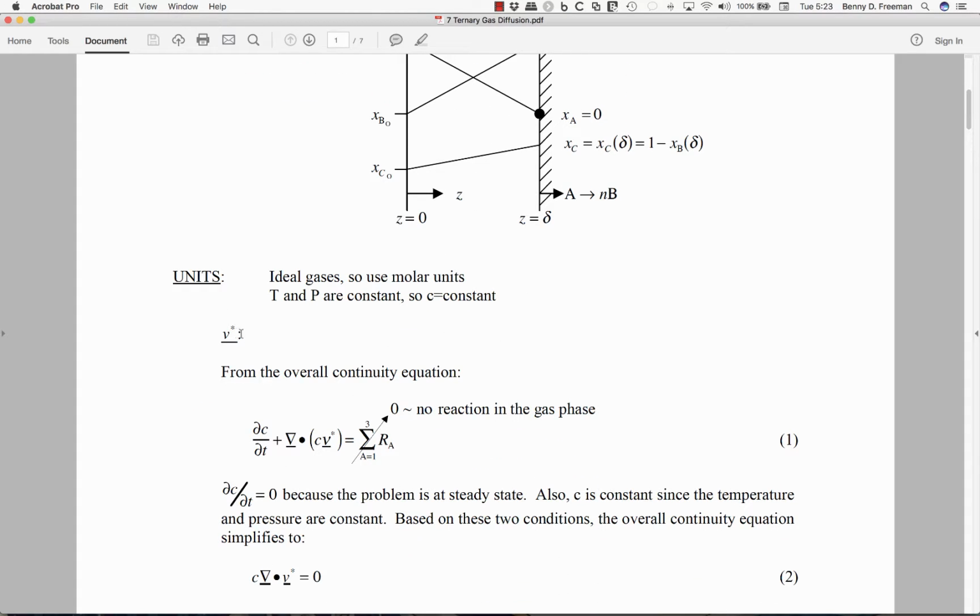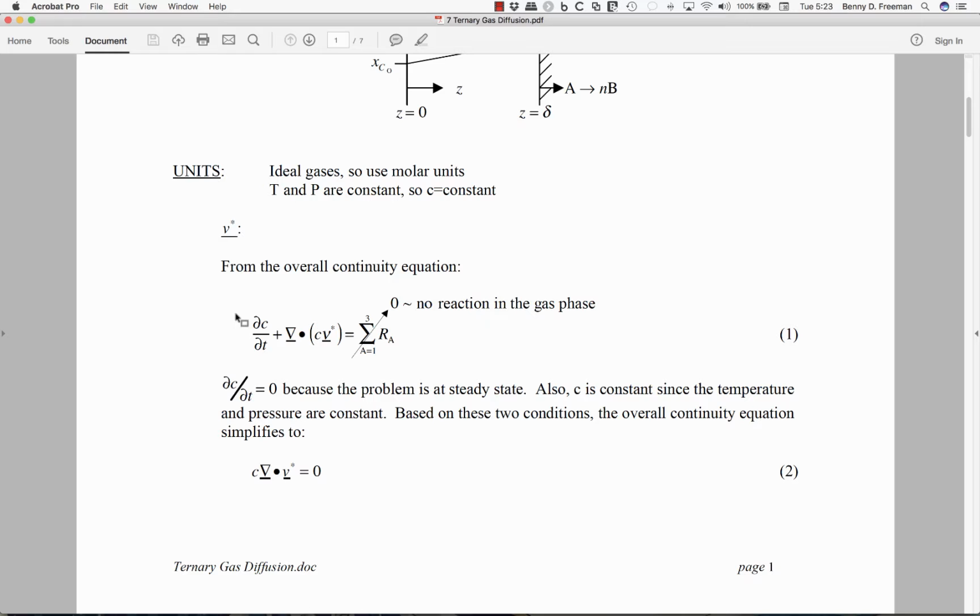And typically the best place to start in solving these problems is to first use the overall continuity equation to say something about the convective velocity, and in molar units that'll be the molar average velocity V star that's shown here. The overall continuity equation tells us that the time rate of change of the total molar concentration plus the divergence of the product of the molar concentration and the molar average velocity has to equal the net rate of production by chemical reaction of each of the species in the gas phase.